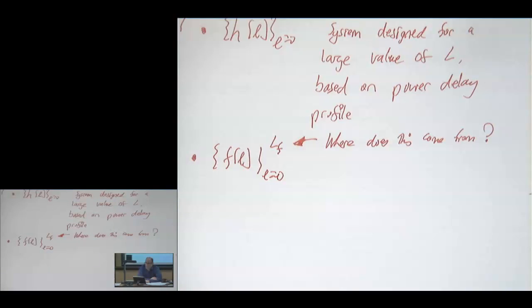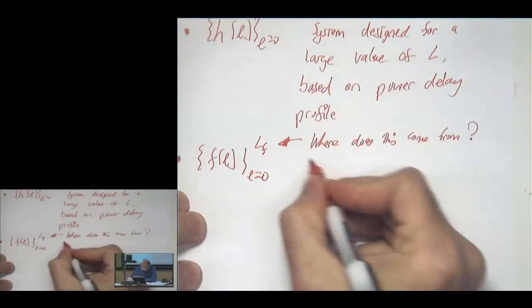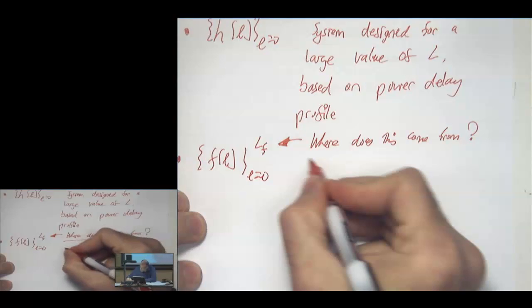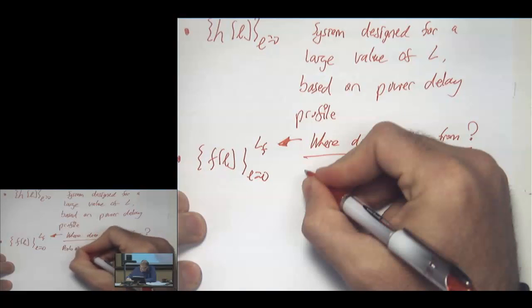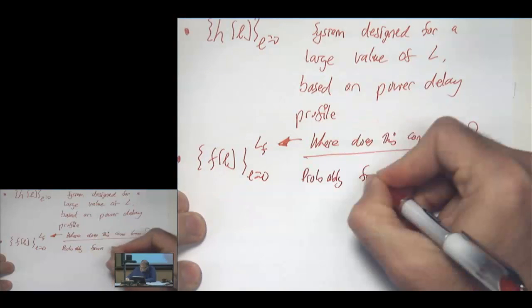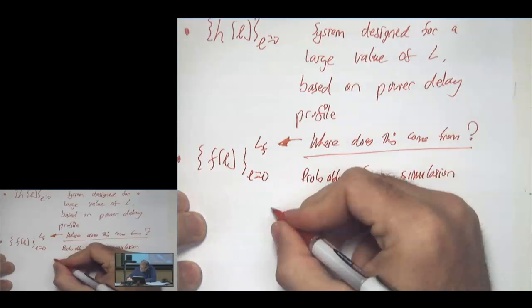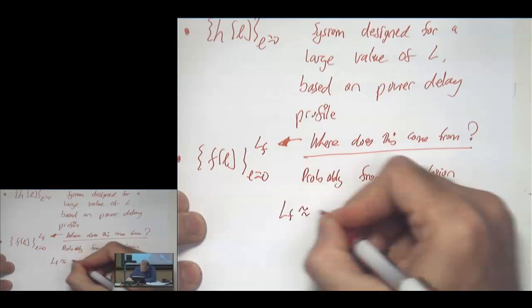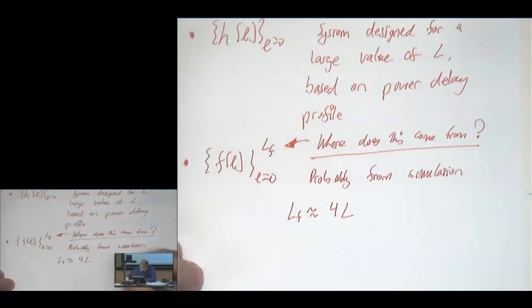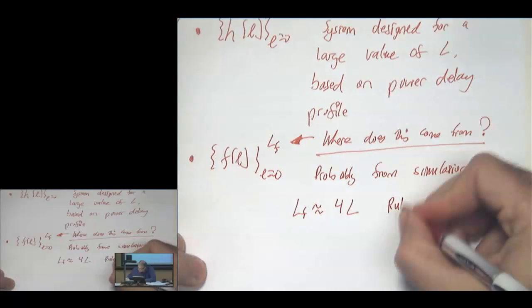Yeah, let's think about it here. Okay, there are probably ways to do it that work on paper. I don't know that they work on a real system. So this LF here, I'm going to put that down here, probably from simulations. But a good rule of thumb is taking it to be approximately 4 times L. This is just my rule of thumb here.